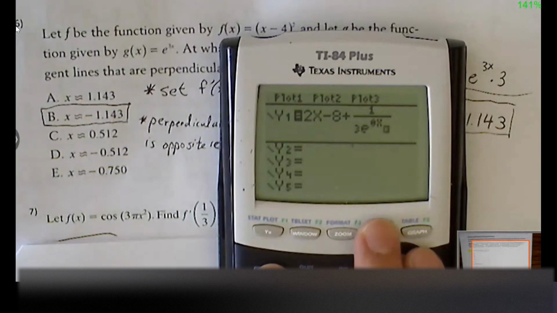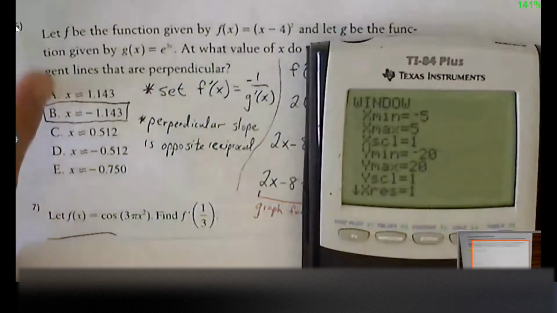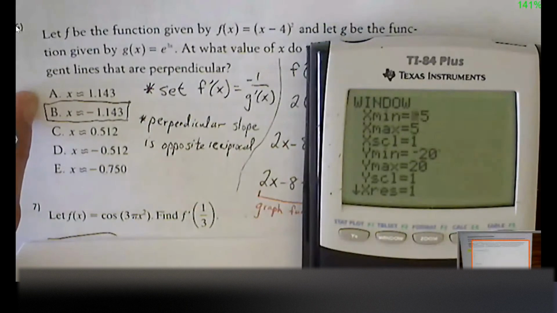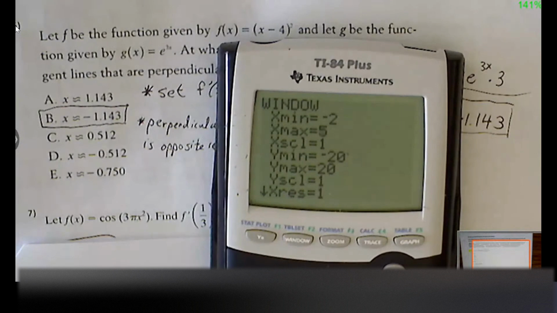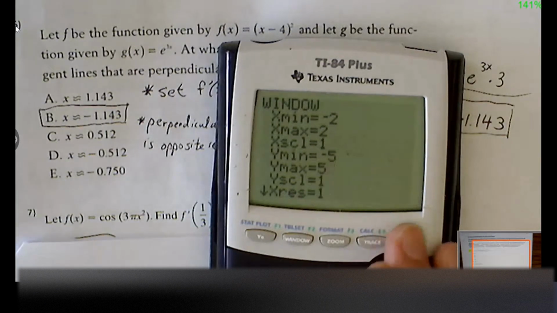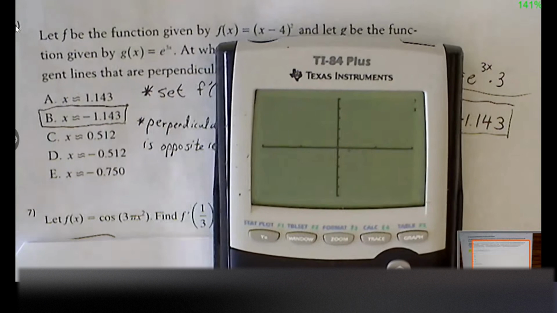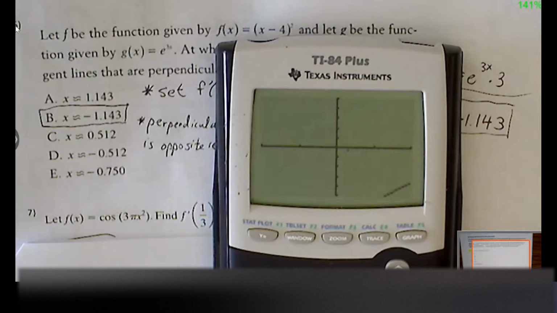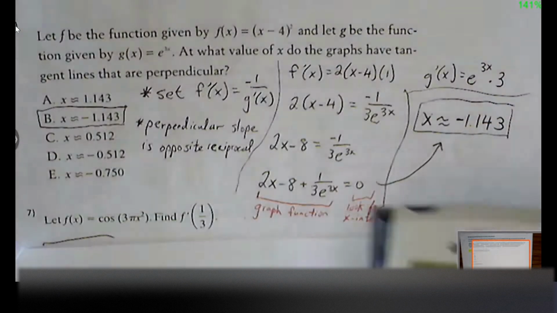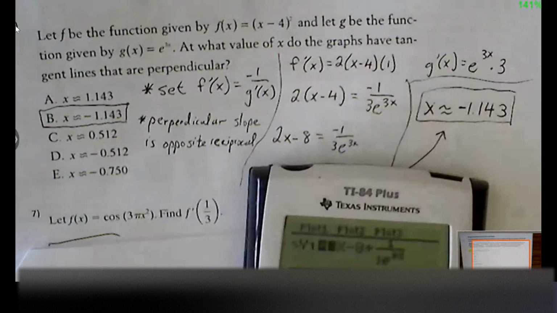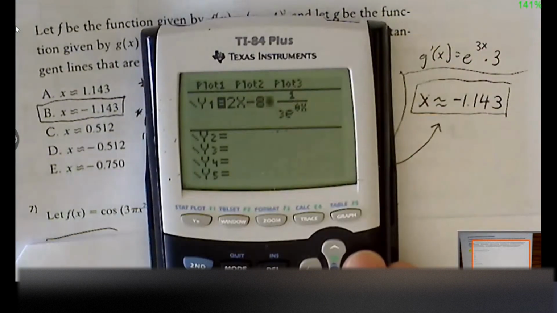Before I hit graph, I know that my answer choices are all between negative 2 and 2. So it makes it where I can just adjust my window without having to worry about whether I'm missing one of the solutions here. Let's see. Oh, I messed up here. My graph should be 3e to the 3x.